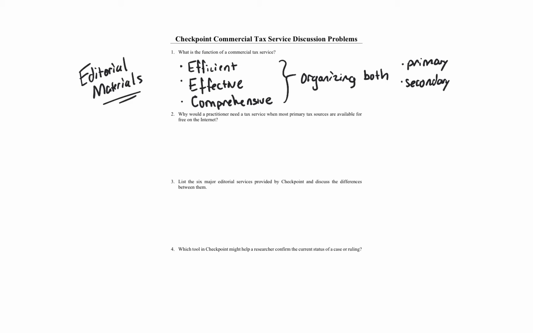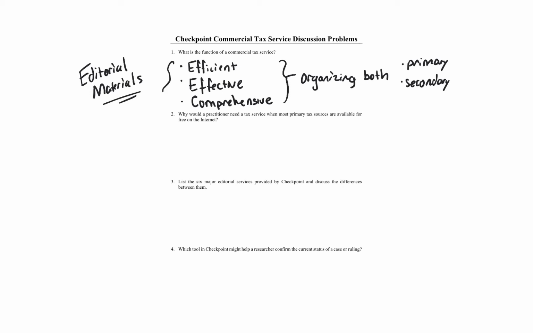Let's go to question 2. Why would a practitioner need a tax service when most primary tax sources are available for free on the internet? We just kind of went into this on question 1, but let's go in more depth. While practitioners can retrieve most primary tax sources at no cost, as I mentioned, a lot of stuff is available on the IRS website, this free access does not translate into more effective research. This is because there's voluminous amounts of information, and this takes time to sort, read, and comprehend, which can lead to information overload and inefficiency.